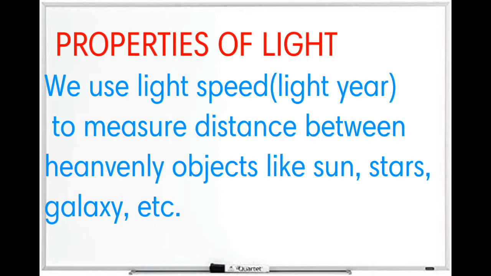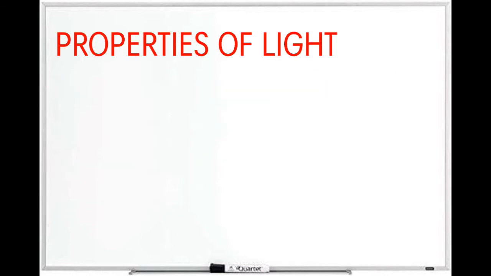We use the speed of light to measure the distance between heavenly bodies such as stars, sun and moon. So the distance between our sun and any other star in our galaxy would be noted in a unit called light year. A light year is just how far light travels in 1 year. So did you know what is the speed of light? Comment below.